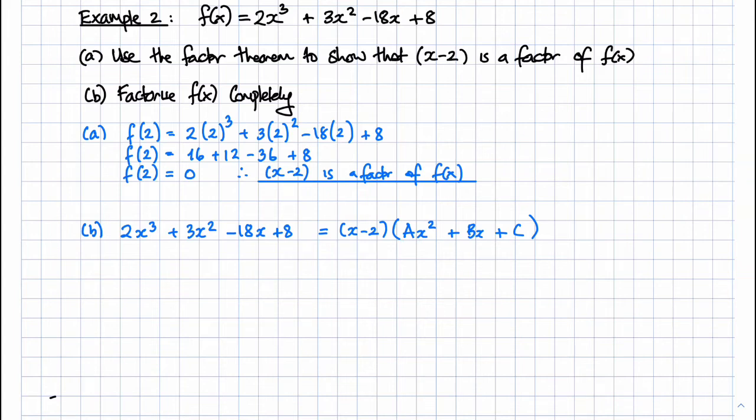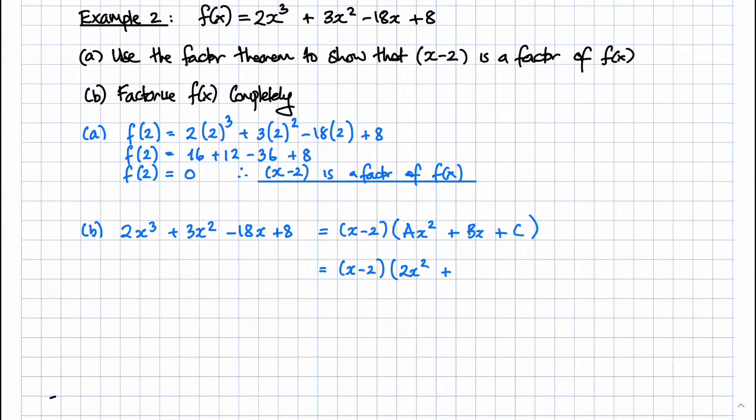So how do we work out the value for a? Well, multiplying these two terms gives me ax cubed, and here we're saying that should be equal to 2x cubed. So what must a be? Well, a must be equal to 2. So we can say x minus 2 multiplied by 2x squared. At the minute we don't know what b will be. That's going to come in the next step. But c we can do in a similar manner.